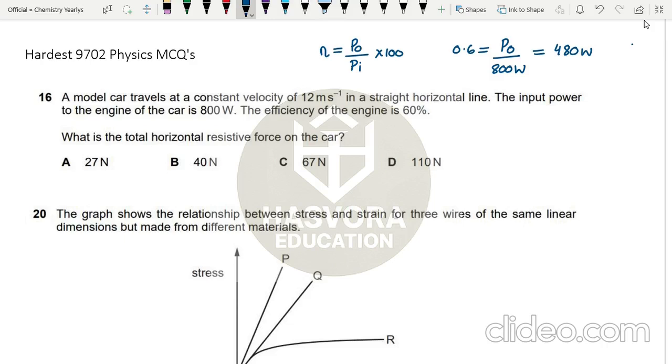Now we can use this formula, power is equal to force times velocity. This equation is actually made for the force that is causing the acceleration, but this force can also be the resistive force. So we can apply the power. 480 is the output power because that is actually driving the car, and the rest, the 40%, is wasted. So 480 is equal to F, the resistive force, Fr, times 12, which was the velocity. This will give you the resistive force. 480 divided by 12 is 40. So 40 Newton. This means B is our answer.